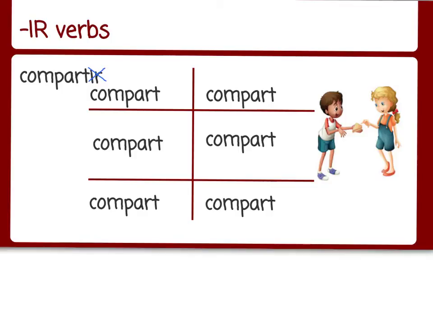What's nice about ER and IR verbs, which is the reason that we're learning them now, is because the yo, the tú, the él, and the ellos all have the same ending as ER verbs. It's only in the nosotros and the vosotros that they are different. So, yo comparto. Tú compartes. Él, ella, usted comparte.